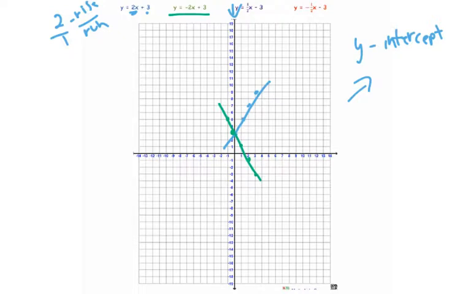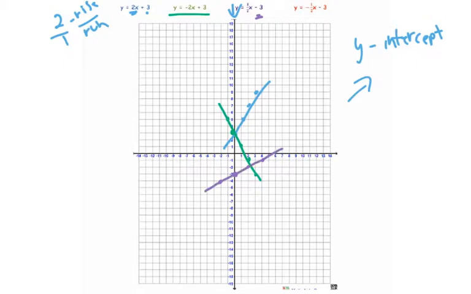And then I have my second line. Now this one starts at -3. So all I'm going to do on the y-axis, go to -3. And the slope is 1/2. So that is up 1 over 2, up 1 over 2. I can also go down 1, left 2. And that's positive.